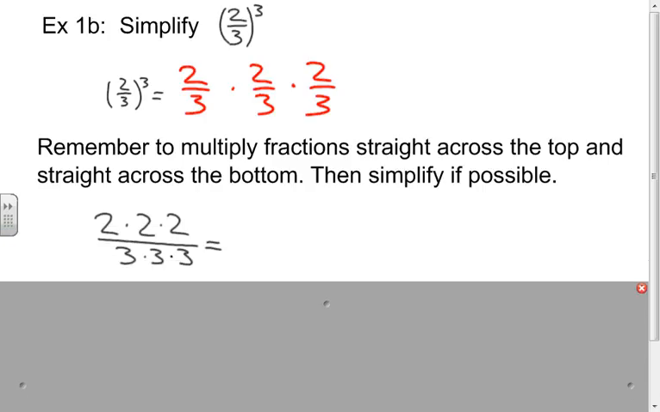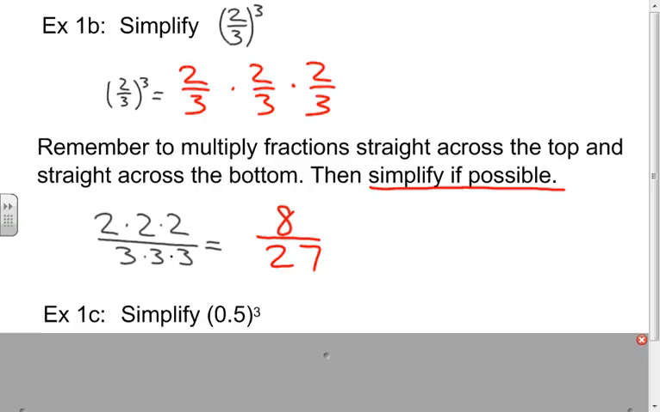So if I have these written out, if I go straight across the top, 2 times 2 is 4. 4 times 2 gives me 8 on top. 3 times 3 is 9. 9 times 3, I get 27 on the bottom. If I have a fraction for an answer, I always simplify if possible. But this one, there's nothing that I can simplify.